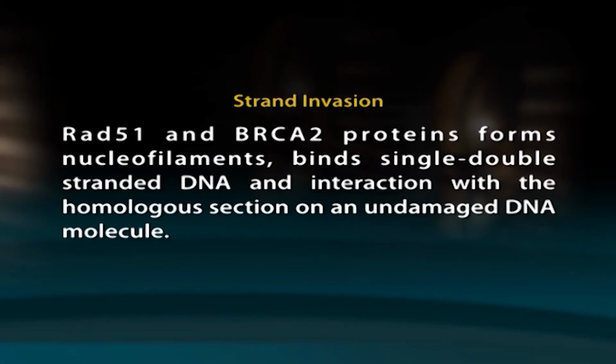In eukaryotic cells, RPA binds to single stranded DNA and then binds the 3' overhangs. RPA prevents single stranded DNA from winding back on itself or forming secondary structures during DNA replication. RAD51 and BRCA2 protein form nucleofilaments, bind single and double stranded DNA, and interact with the homologous section on an undamaged DNA molecule, called strand invasion.